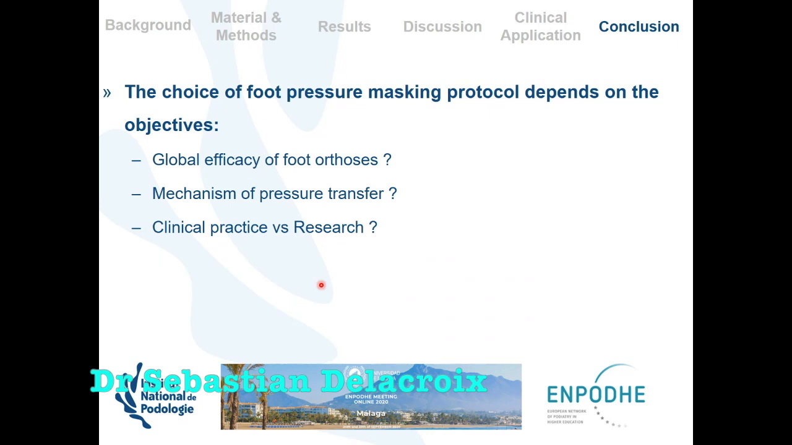To conclude, the choice of the pressure masking protocol depends on the objective of the study. For example, if the aim is to evaluate the global efficiency of the foot orthosis, perhaps it's possible to just use the traditional masking protocol and just have one forefoot area. If you need to identify the mechanism of pressure transfer, you can use a multi-area masking protocol, traditional for major lateral mechanism of pressure transfer, or anatomical to identify the longitudinal pressure transfer.